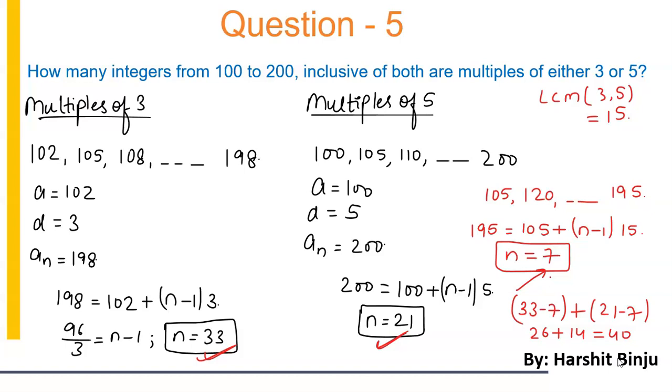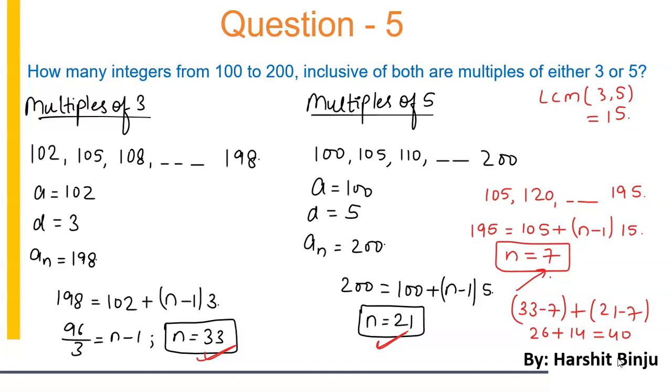Okay, if the question was multiples of either 3 or 5 or both of them, in that case you would be subtracting 7 only once, because those 7 numbers are part of 33 and those 7 numbers are also part of 21. That's why I can't count a number twice. That's why I'll be subtracting 7 only once in that case.